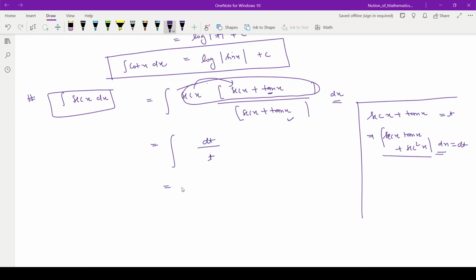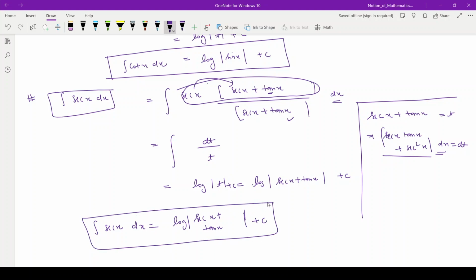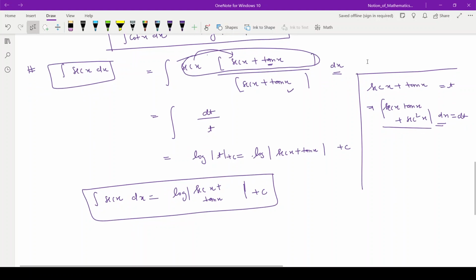So again, integration of dt upon t is log mod t plus constant of integration, and t is what? T is secant x plus tan x, plus constant of integration. So students, what is the final formula here? That integration of secant x dx is log of mod of secant x plus tan x plus constant of integration. So that is the next formula which we have discussed via integration by substitution.